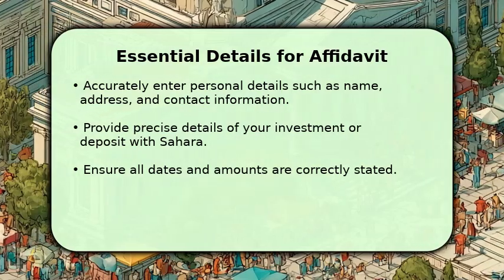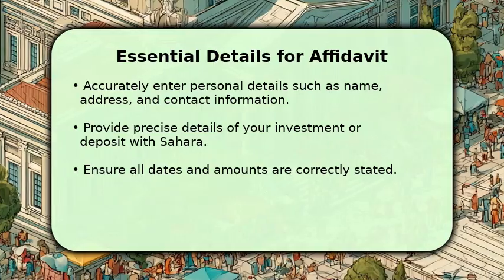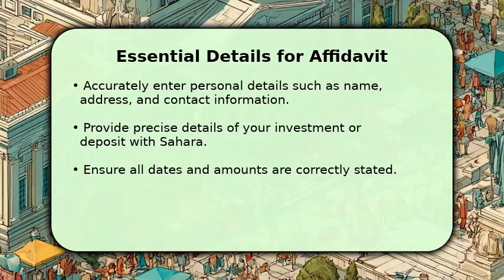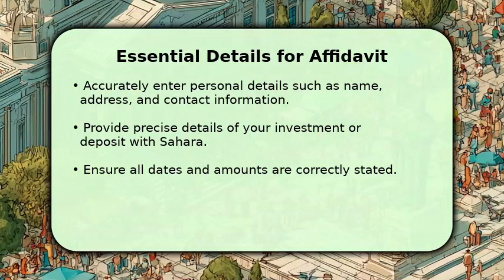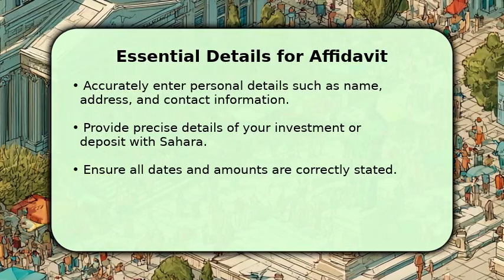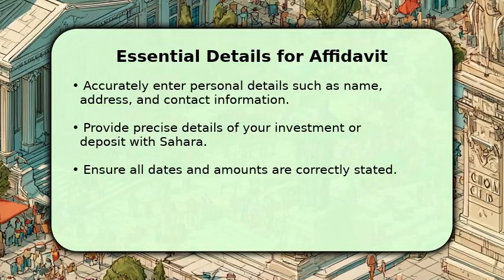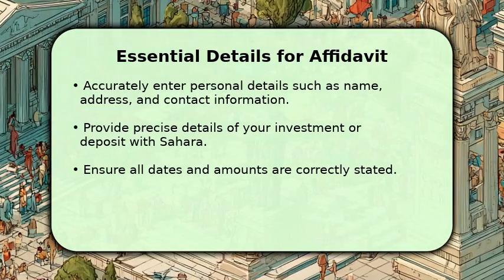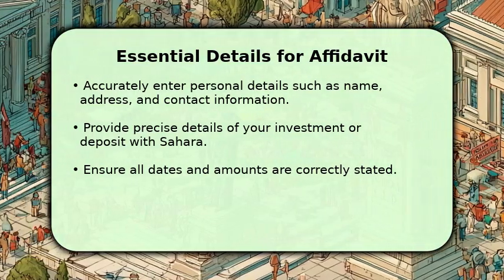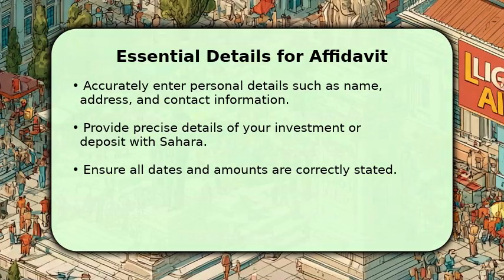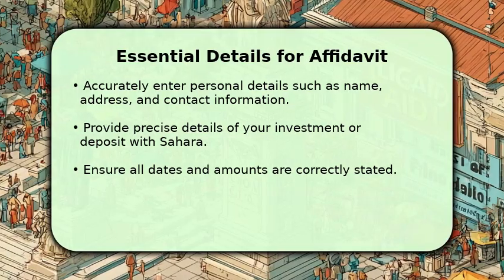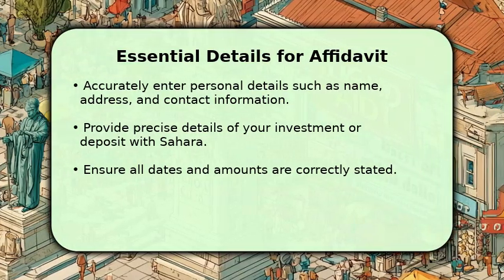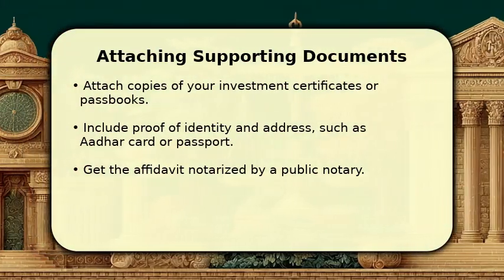Moving on, accurately enter your personal details, including your full name, current address, and contact information. Precision here is key to avoid any discrepancies. Then, provide exact details of your investment or deposit with Sahara, such as the scheme name, account number, and the invested amount. Double-check all dates and figures to ensure they match your records perfectly, as even small errors can cause delays.